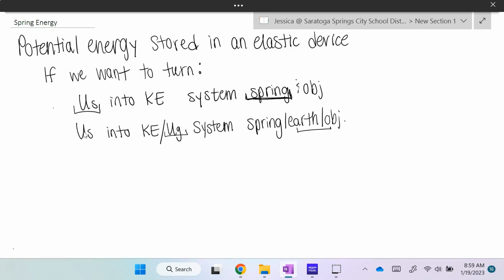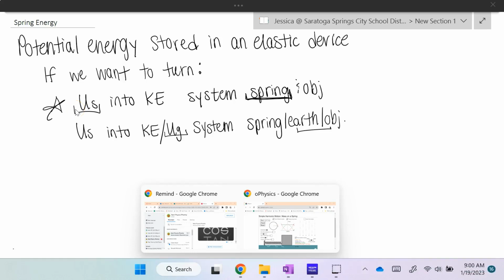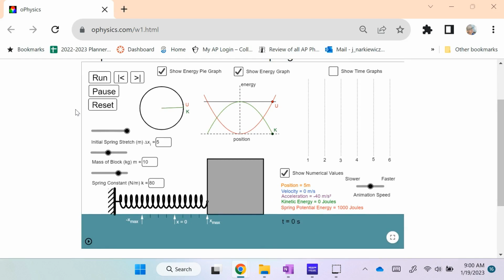Okay, so let's move on to trying to figure out how we can get the spring potential energy equation. I'm going to go to the simulation that has both. Here we have a simulation of a block that's going to oscillate, or just move back and forth, on a frictionless surface.